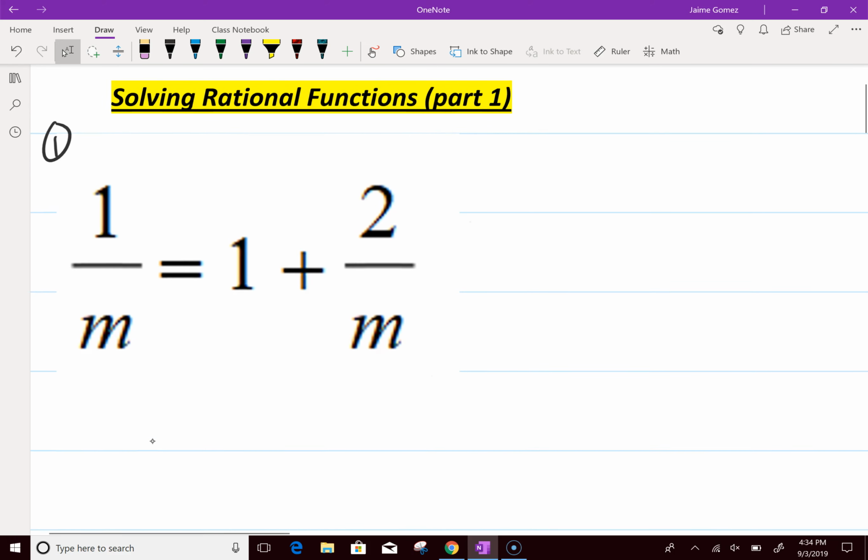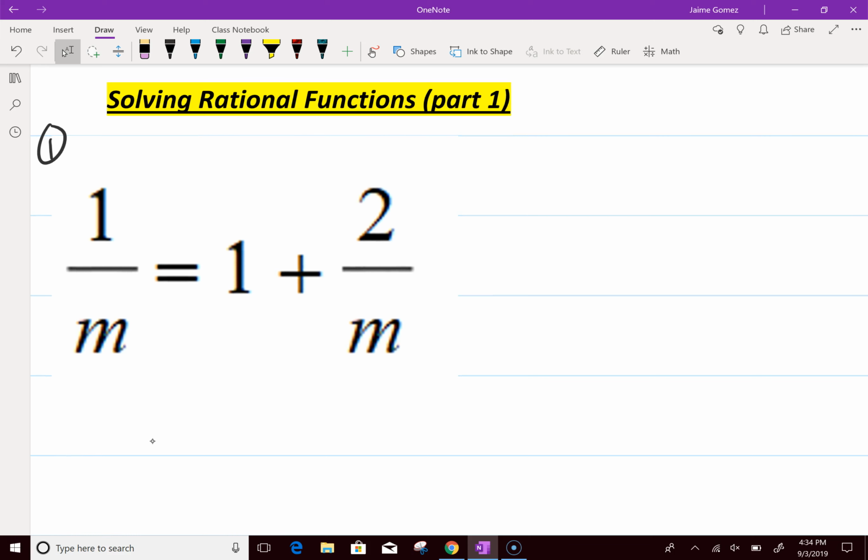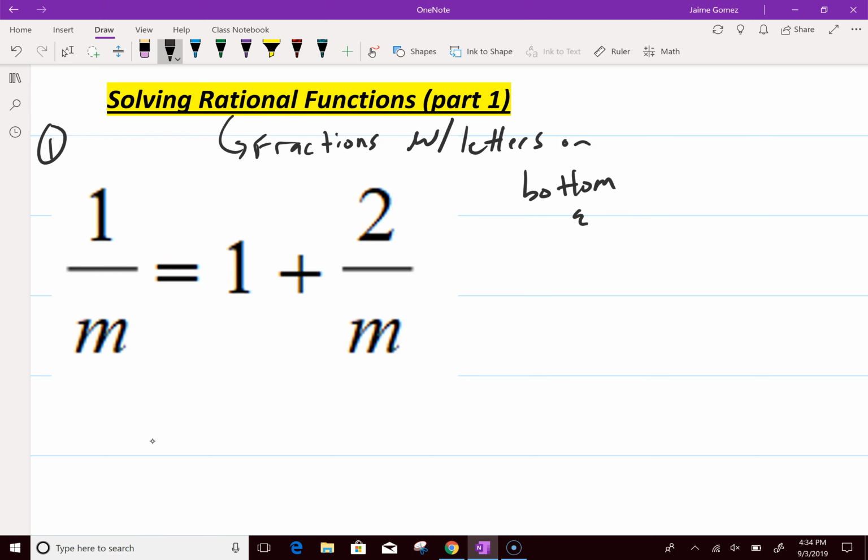Alright, so number 1. Solving rational functions. Now, to solve rational functions, there's a shortcut that we can use. And how do you know it's a rational function? It's when we have fractions with letters in the bottom. Sometimes they're on the bottom and top. That's what that means.